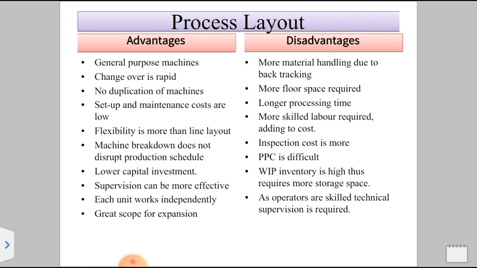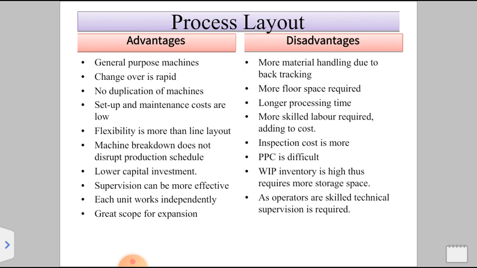The setup and maintenance costs are low. As I discussed, there are general purpose machineries or multiple purpose machineries, and there is no duplication of machinery, so it is a low maintenance as well as machinery cost. Then flexibility is more than the line layout, obviously, because there are a number of machineries and a number of operations which are performed on the similar machineries, or there are multi-purpose machineries, so flexibility is more. Then machine breakdown does not disturb the production schedule because it is functional wise, so similar machinery can be used.